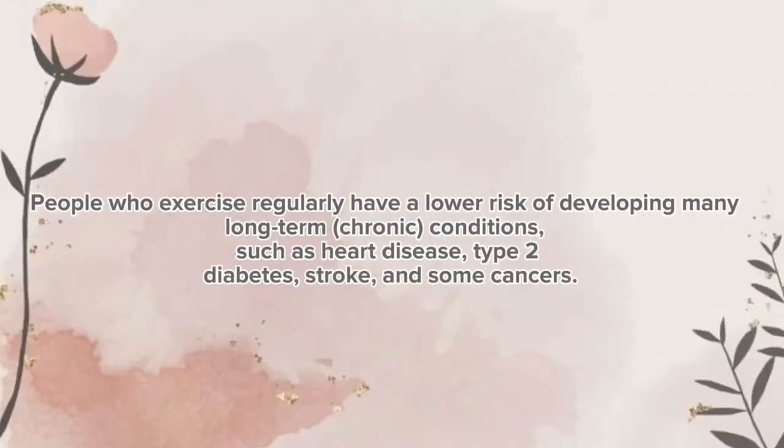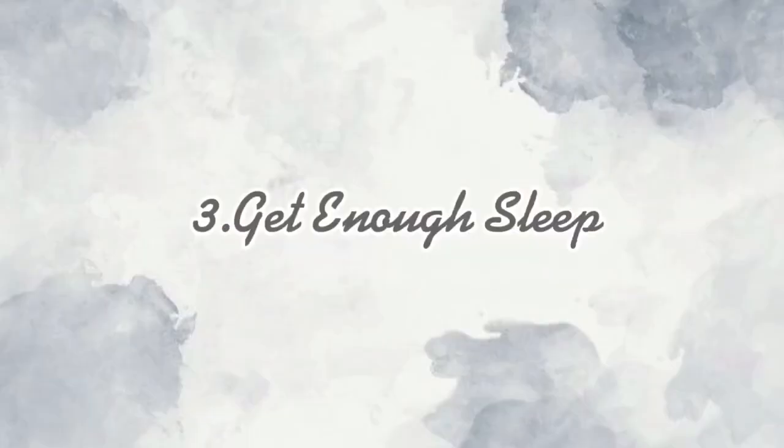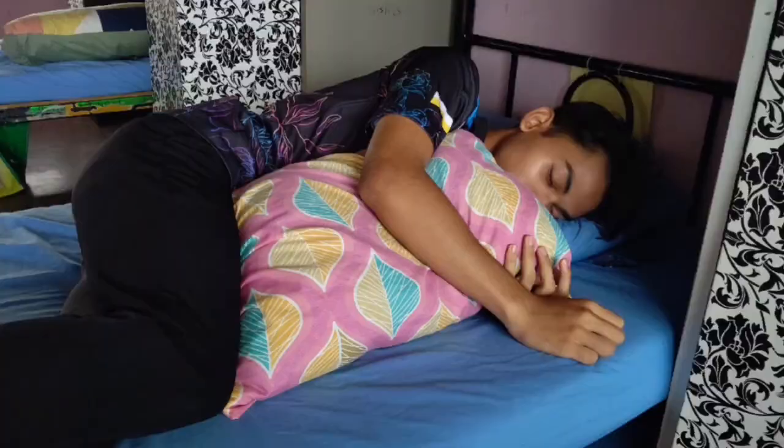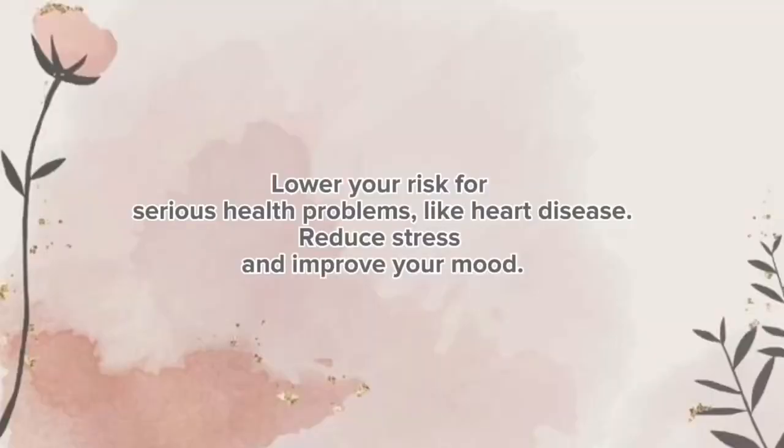Effect: people who exercise regularly have a lower risk of developing many long-term, chronic conditions such as heart disease, type 2 diabetes, stroke, and some cancers. Number 3. Get enough sleep. Getting enough sleep will help to lower your risk for serious health problems like heart disease, and it reduces stress and improves your mood. Number 4.